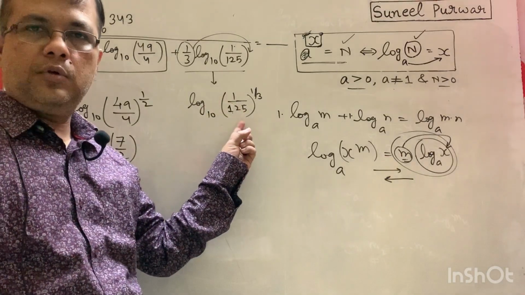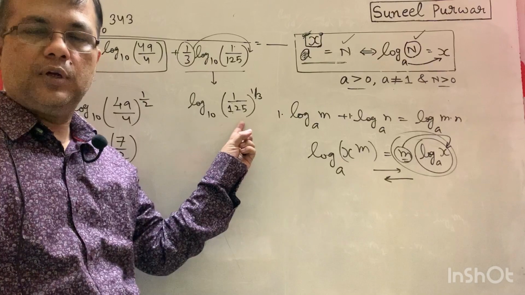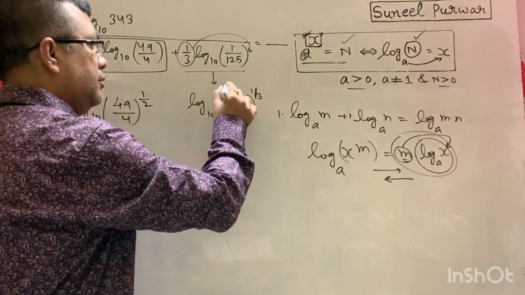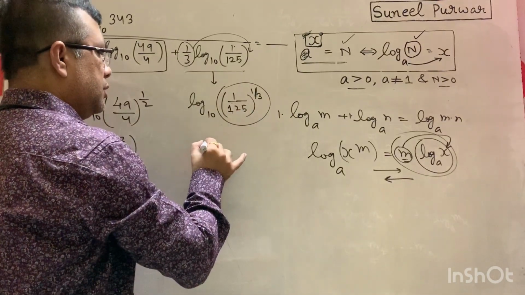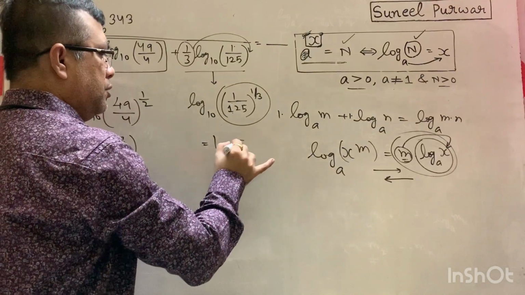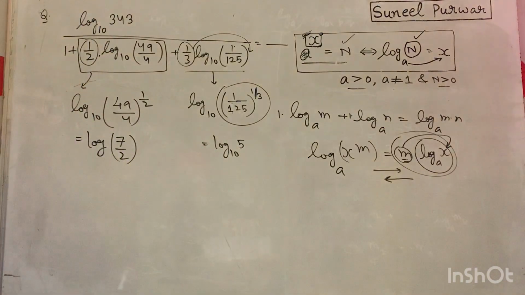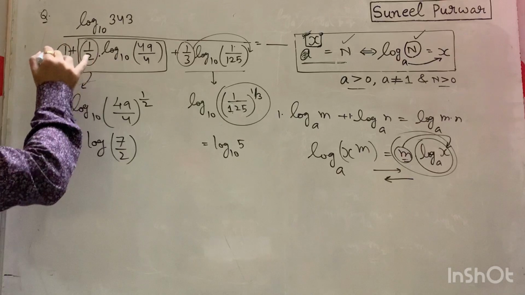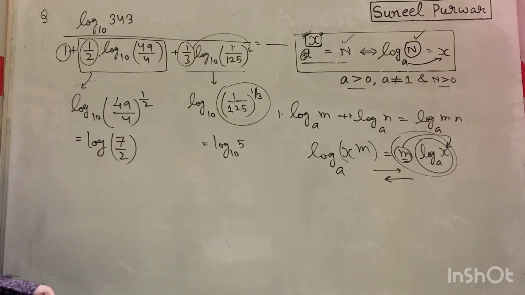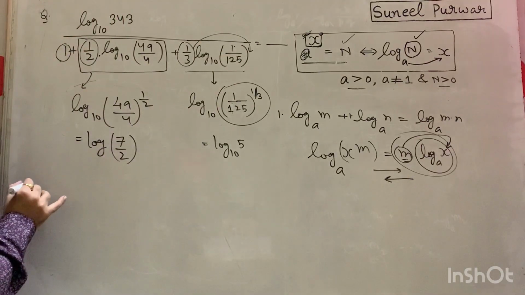You know, 125 is what? 5 cube. Okay. So this will become what? 5 only. This value is nothing but 5. So this becomes what? Log of 5 to the base 10. Now, look at this number 1. Now you see, so now what is our question now?